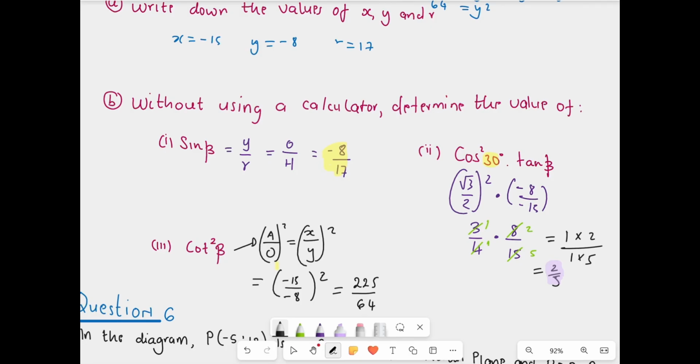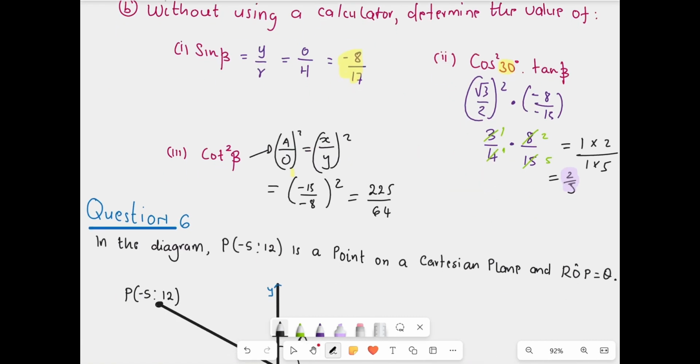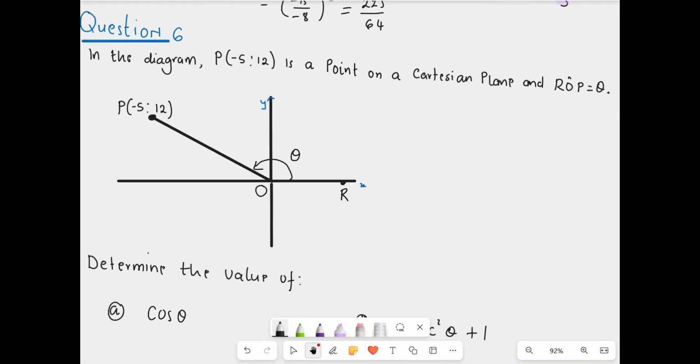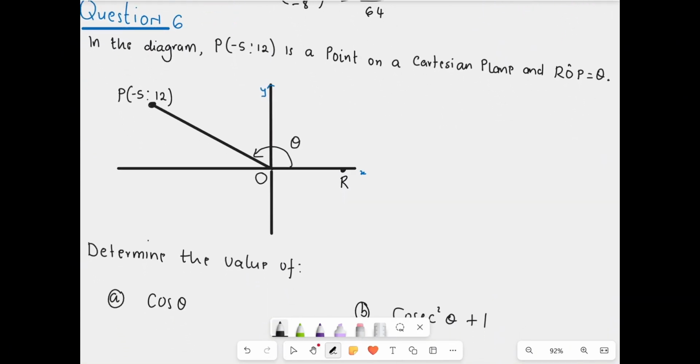Okay, let's move to the next question. Question 6. Again, question 6 is almost the same as question 5. Even here, the diagram is already drawn. You don't need to worry about quadrants. We can see the diagram is in the second quadrant. So we are given our x. Remember, the point is always x and y. We are given our x as 5. We are given our y as 12. So y is 12, x is negative 5.